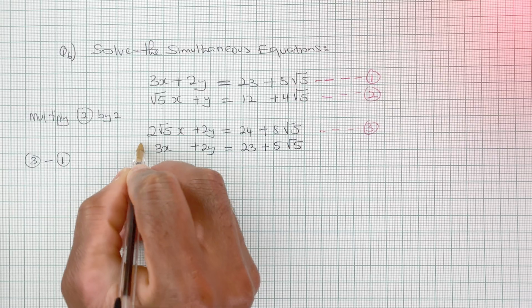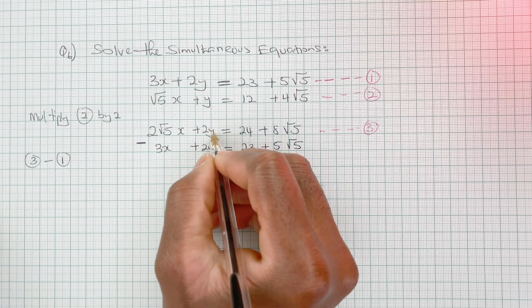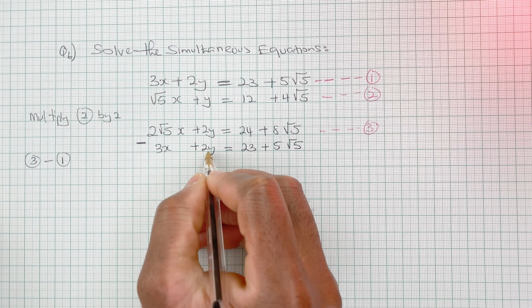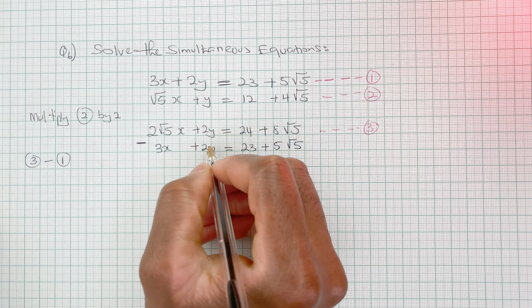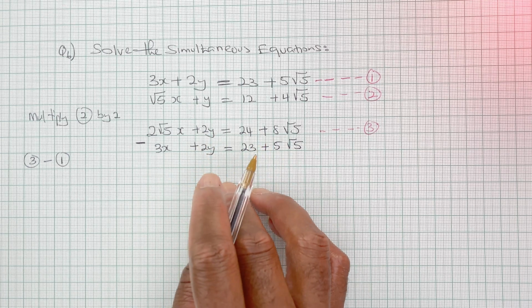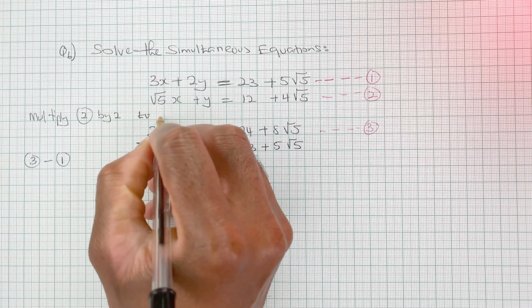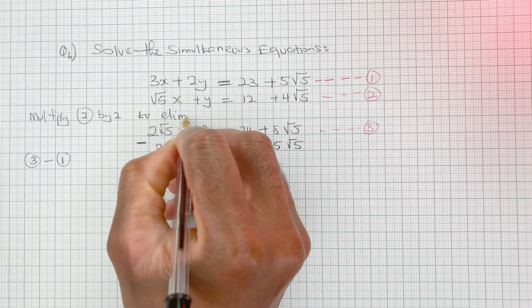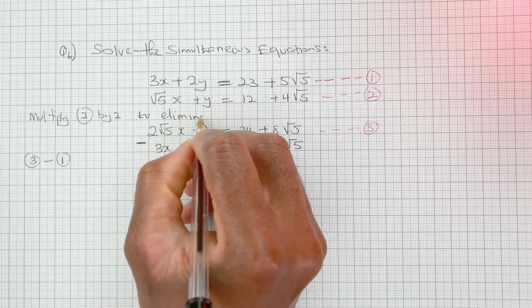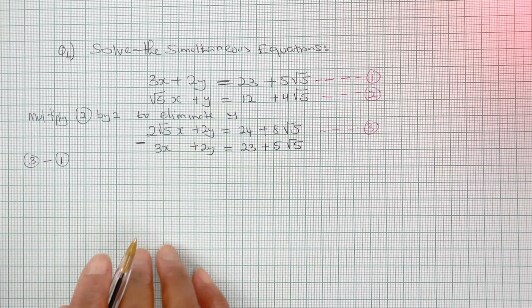The reason why I'm taking away is because this is plus 2y and this is plus 2y. I'm trying to eliminate y. So that's my first thing, to eliminate y. That's why I'm multiplying it by 2, to eliminate y.